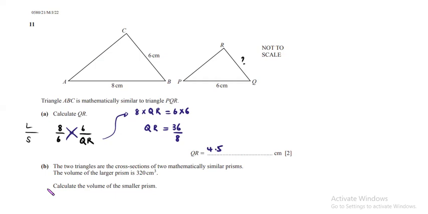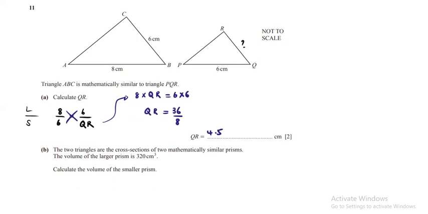The next one is something important. Here, the two shapes, the two triangles, are the cross-section of two mathematically similar prisms. Still, the 3D shapes that we get are mathematically similar. The volume of the larger prism is given to us. We need to calculate the volume of the smaller prism. This is something very important as well.